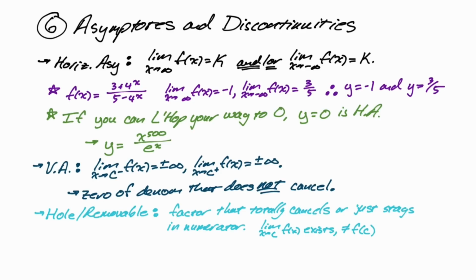And then also the actual definition is the limit as x approaches c of f of x exists, but is not equal to f of c. So maybe f of c exists, maybe it doesn't matter. The limit does exist and is finite and doesn't equal the value of the function.